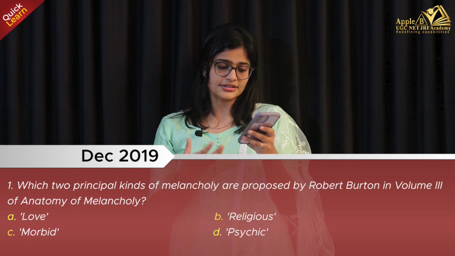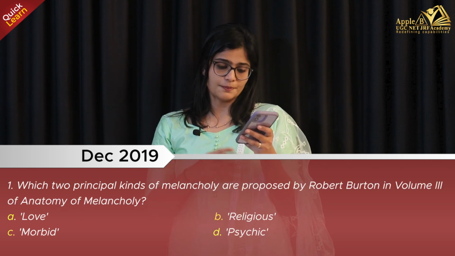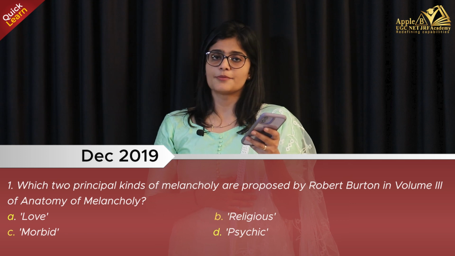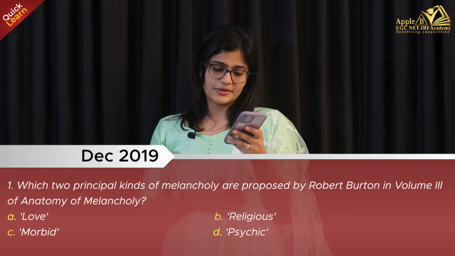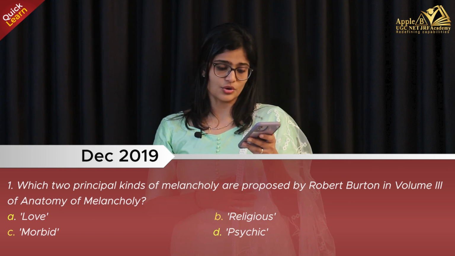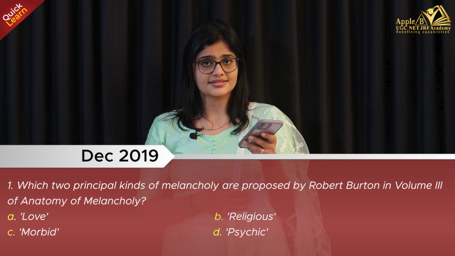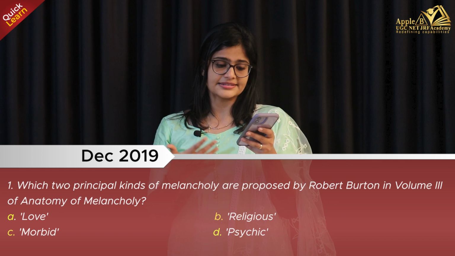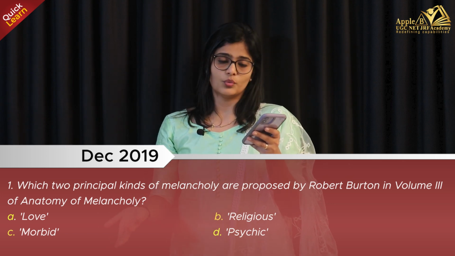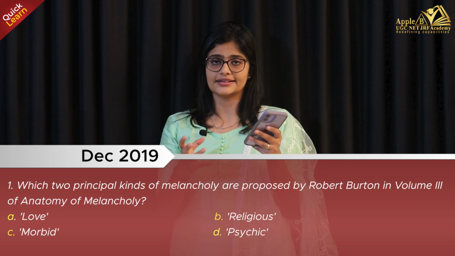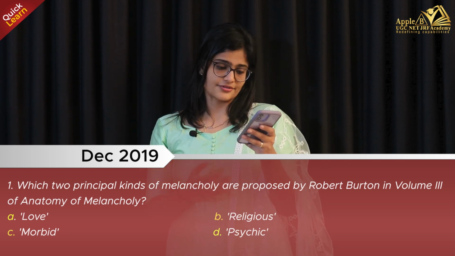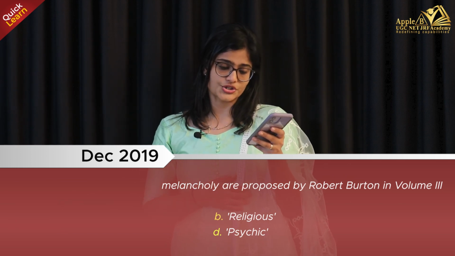So here the question is, which are the 2 principal kinds of melancholy proposed by Robert Burton? So we have love, religious, morbid and psychic. So from this we know the correct answer. The correct answer is love and religious melancholy, because he speaks about the melancholy of the lovers and the varieties of religion. So according to him, the complex melancholies include the love and religion. So the correct answer is option A.